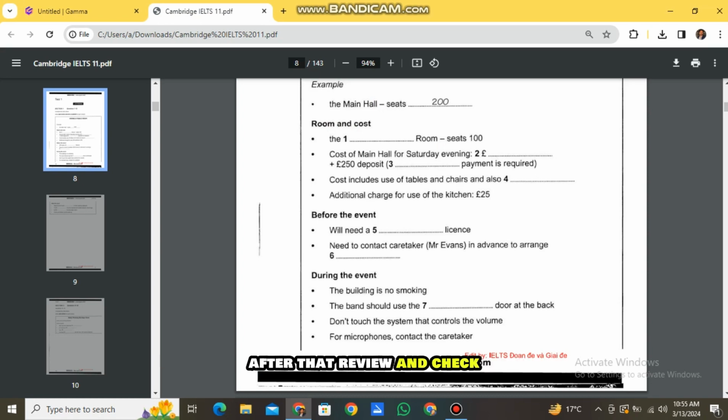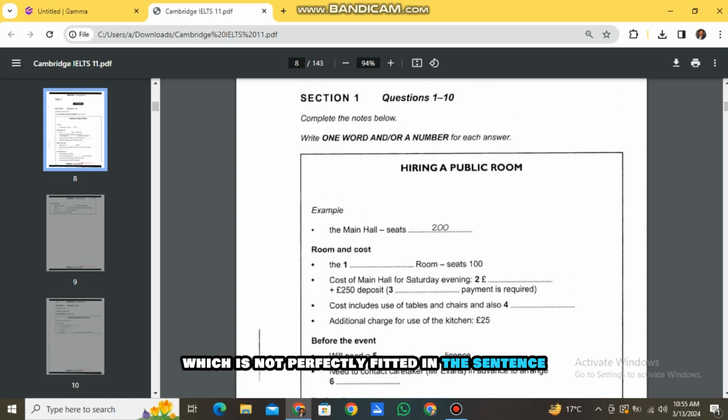After that, review and check. After completion of all your questions, just give a look at every question and see that the answer you filled in the gap fits in the sentence, is balancing the sentence. Sometimes students write down a word from the audio which does not fit perfectly in the sentence. So that could be a wrong answer.